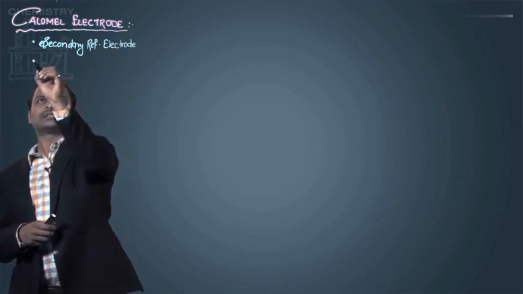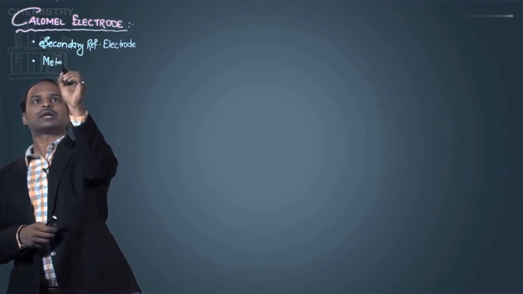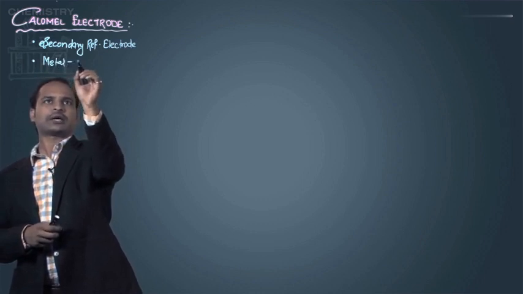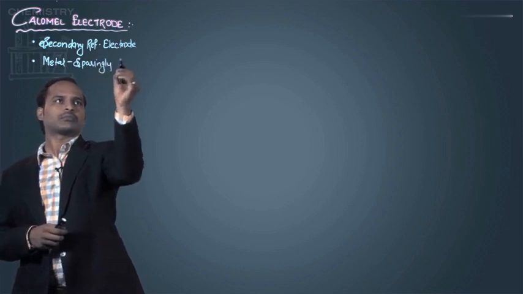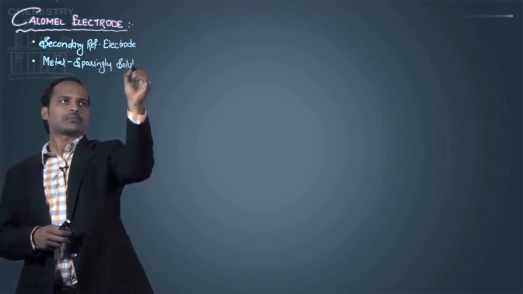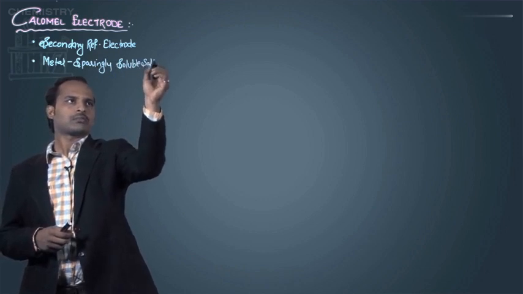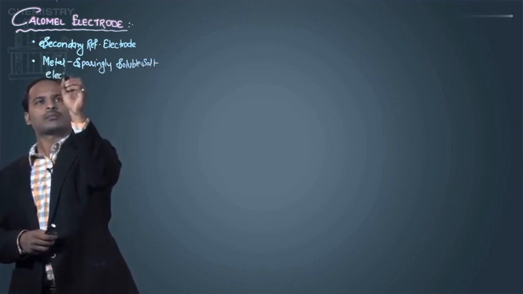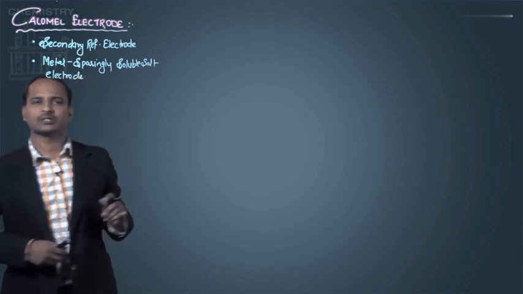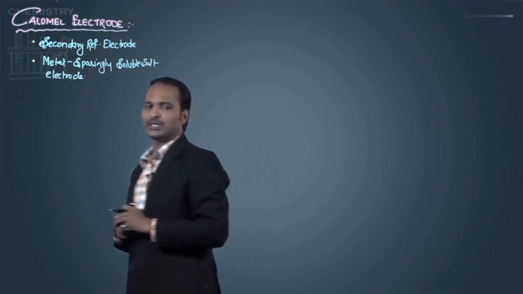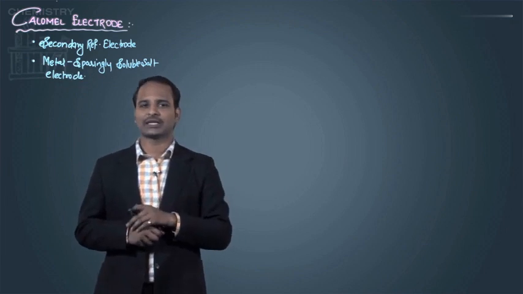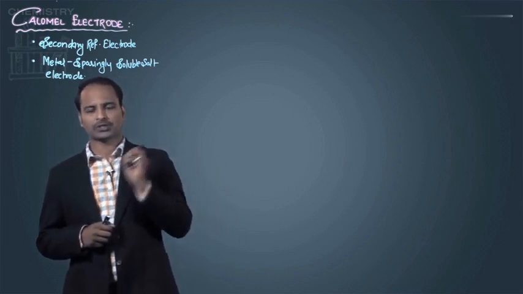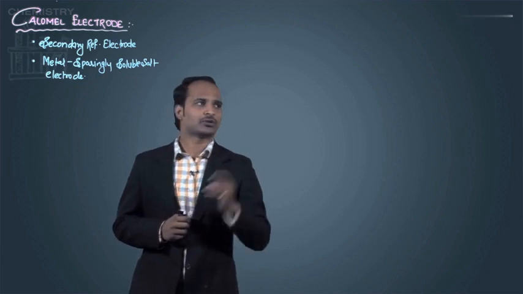It comes under the metal sparingly soluble salt electrode. That means it is a metal sparingly soluble salt electrode type. A metal sparingly soluble salt electrode is one where the electrode is covered with the salt and placed in a solution containing the same anion which is present in the salt. So let's see the calomel electrode.